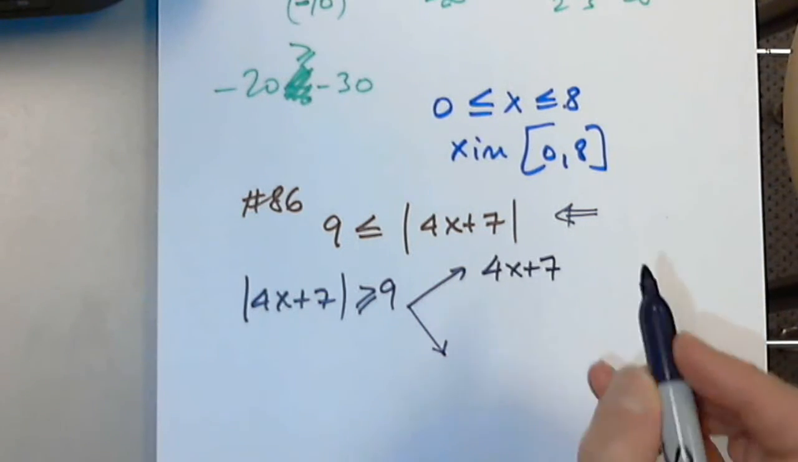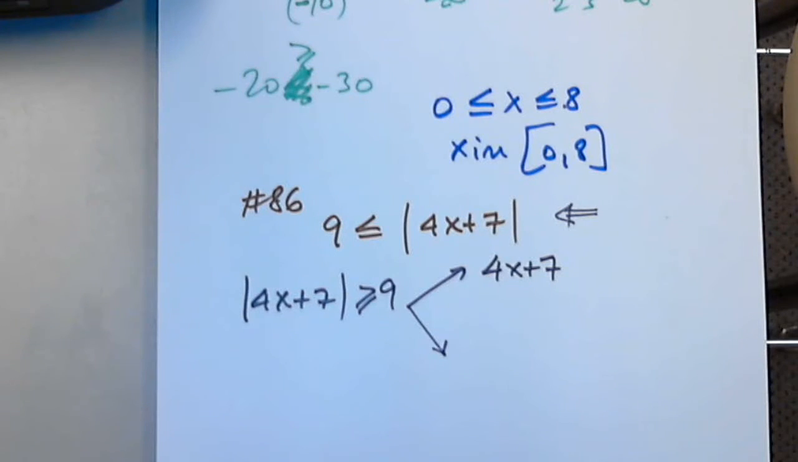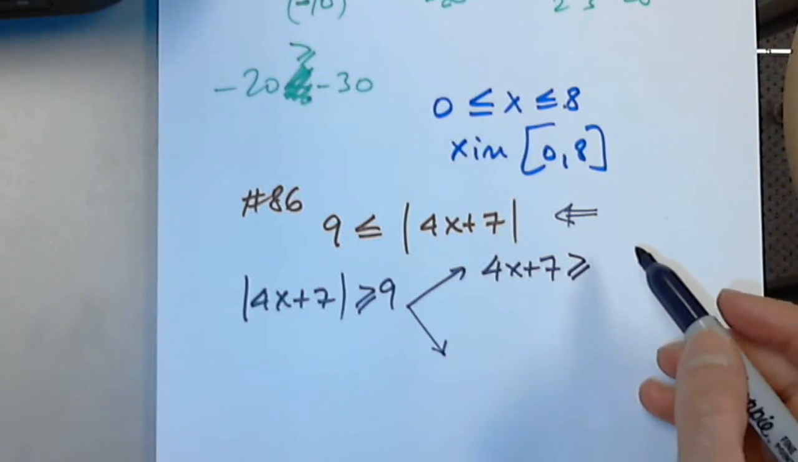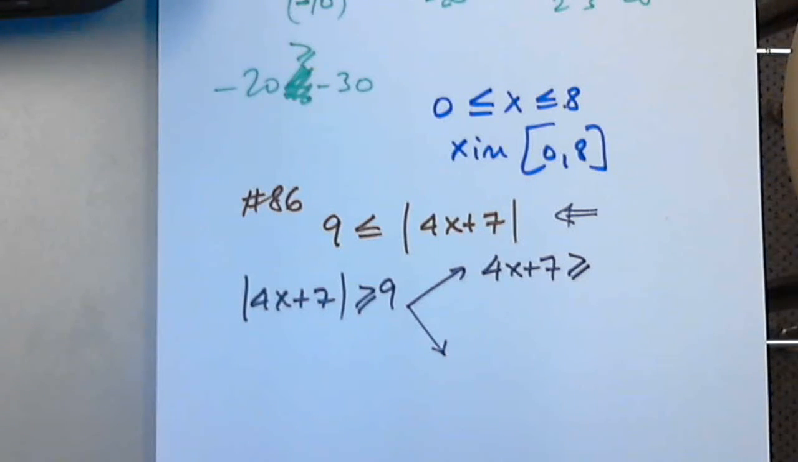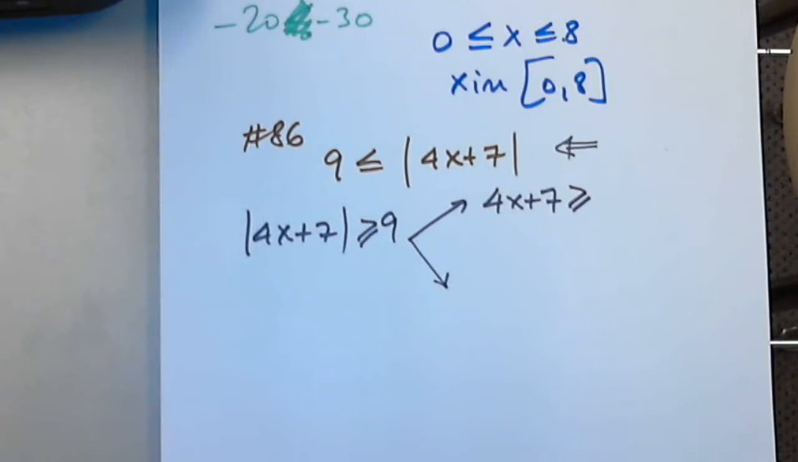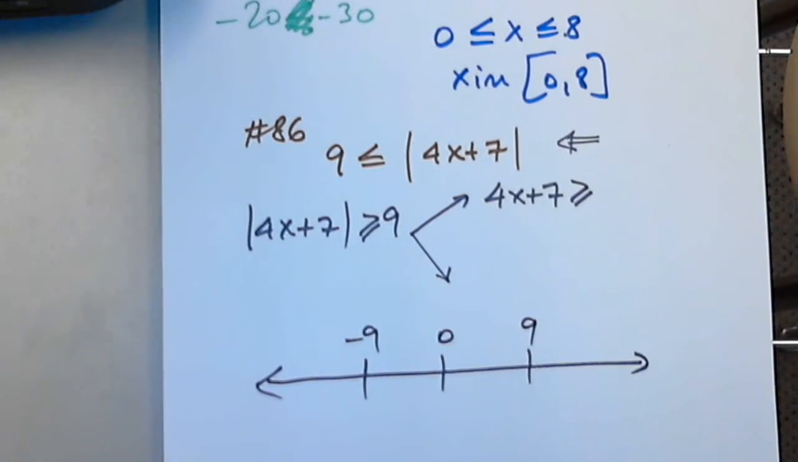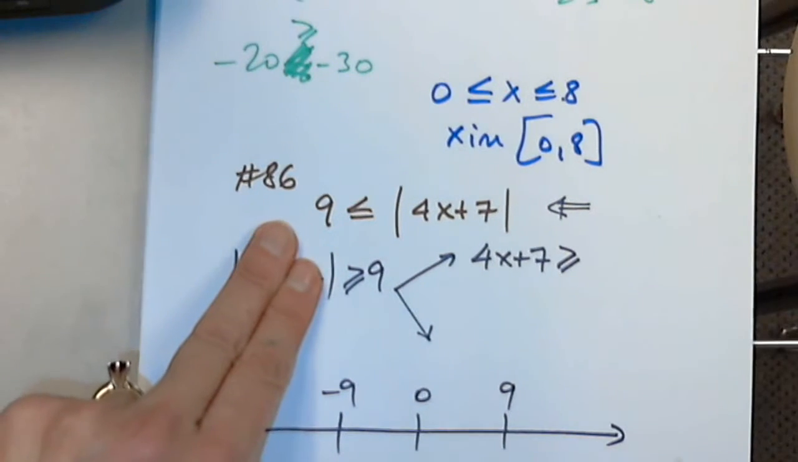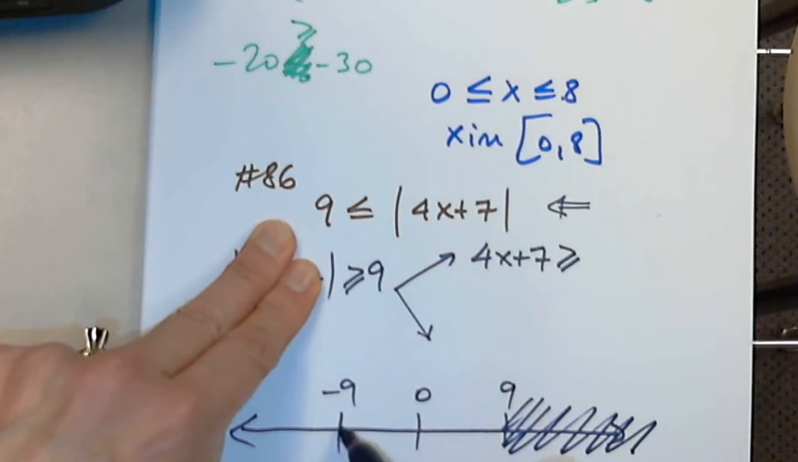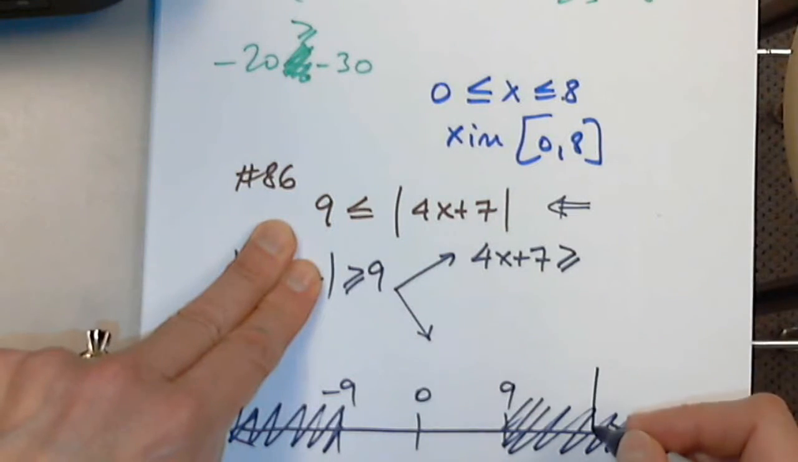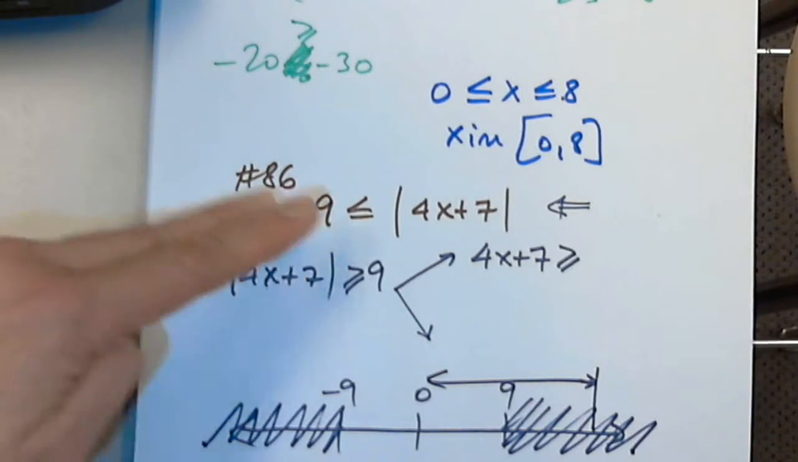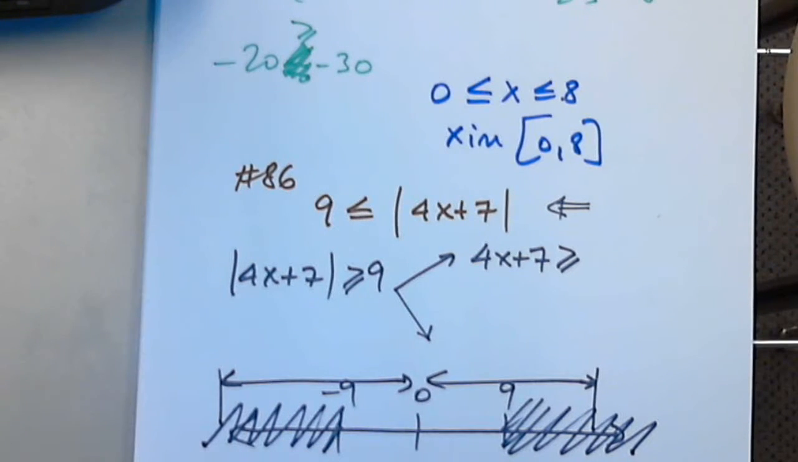So then what do I write? I write 4x plus 7 must be greater than or equal to, no, it will include negative 9 to 9. It's either less than or equal to negative 9 or greater than or equal to 9. It cannot include the middle part. Okay, so this is negative 9, this is 0, and this is 9. These numbers have to be here or have to be here, because this number has the distance more than 9, and this number has the distance more than 9.